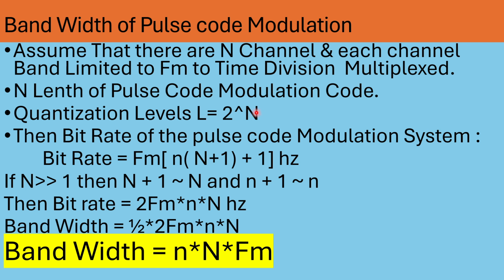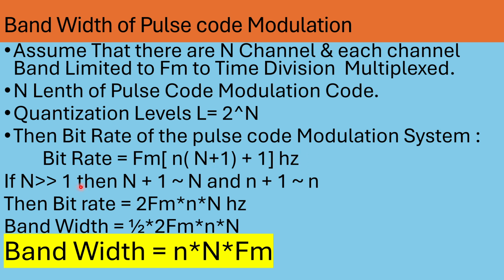That's the reason why we wrote this small n. Then the bit rate of a pulse code modulation system: the bit rate formula equals fM, where fM is the minimum sampling frequency, small n is the number of channels, and capital N is the number of bits. This expression's value will always be in hertz.